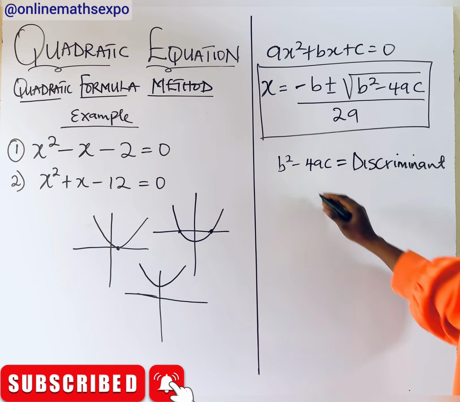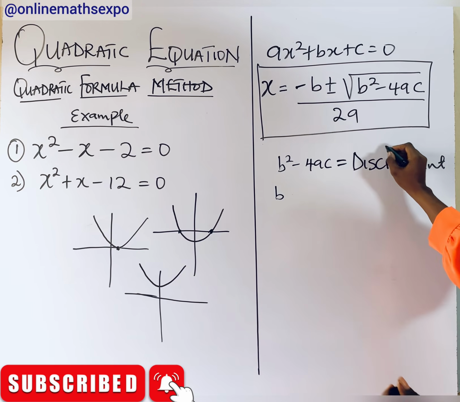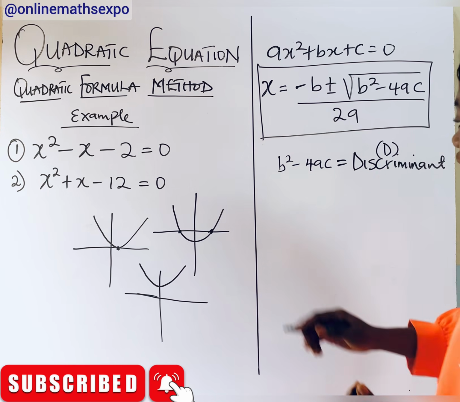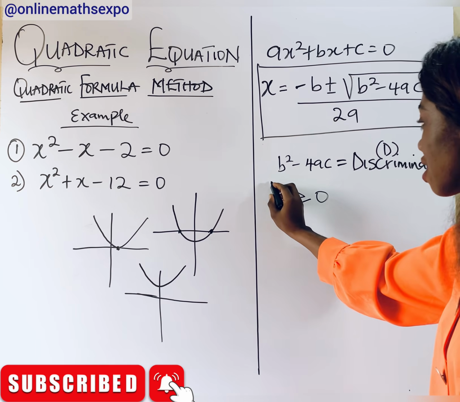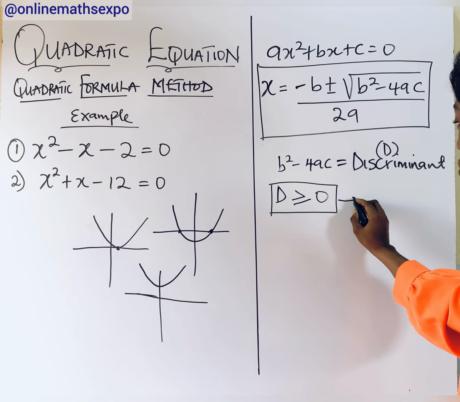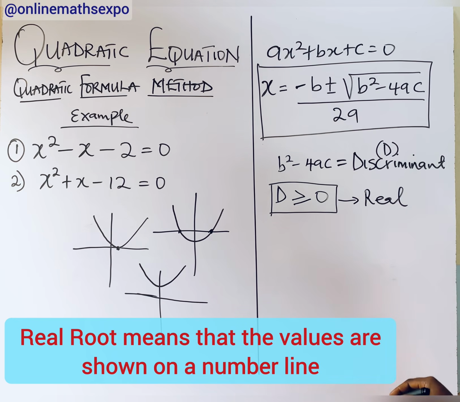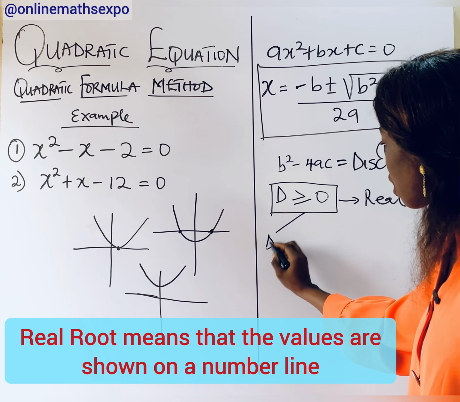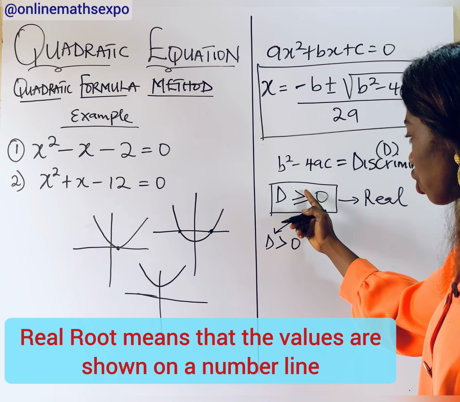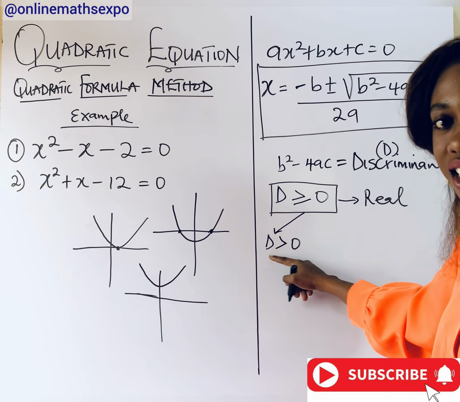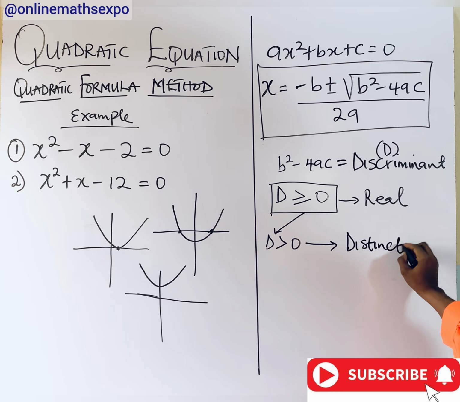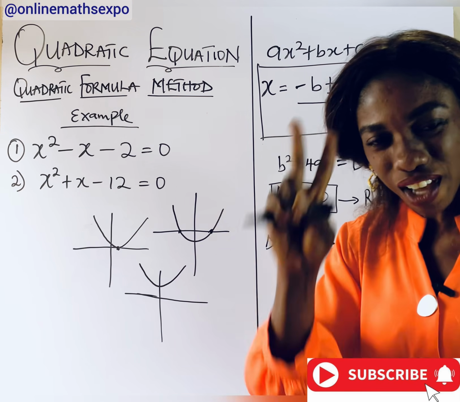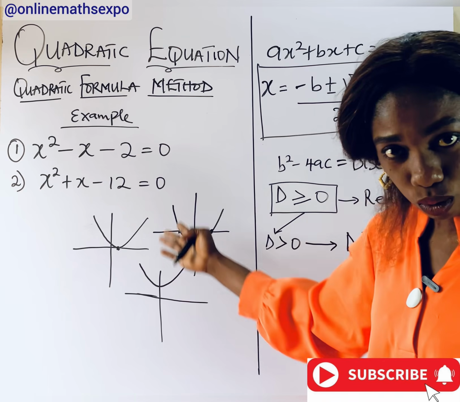So what does it mean? If this discriminant, D, we usually use letter D, is greater than or equal to 0, please note it, we say that the root is real. I hope this is clear. And if the D becomes greater than 0, watch, it was greater than or equal to, but when it becomes only greater than 0, what it means is that you are going to have distinct roots. What do we mean by distinct roots? Distinct roots is when you will have two different values of x at the end of your solving. You will see it as we go through it, okay?